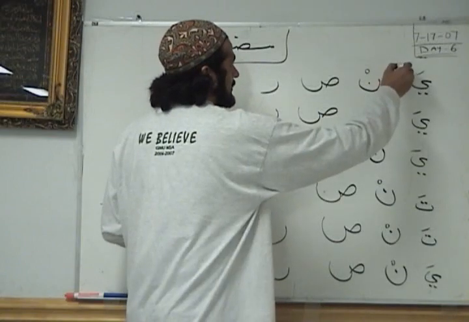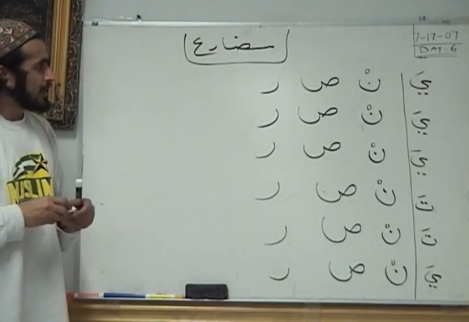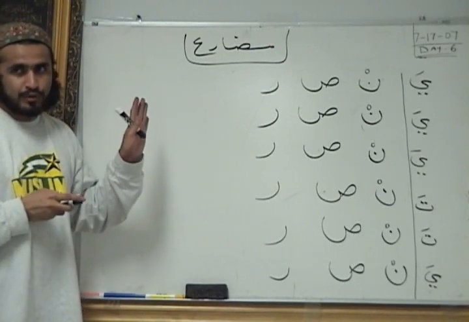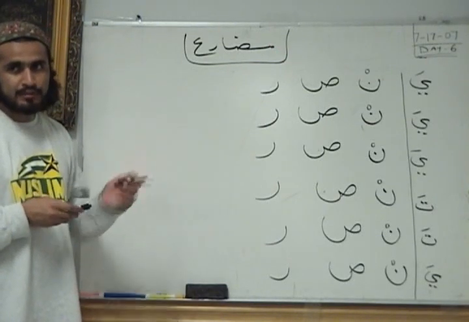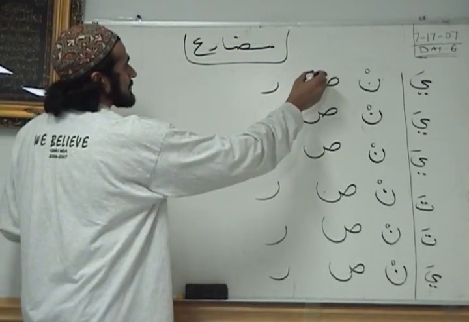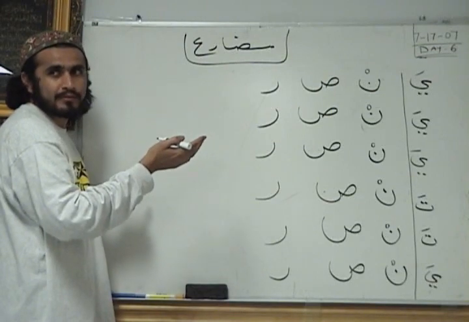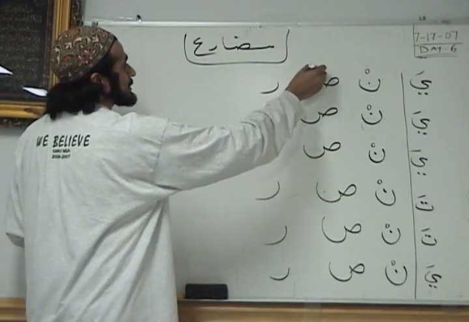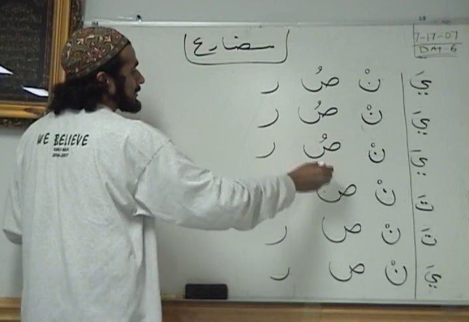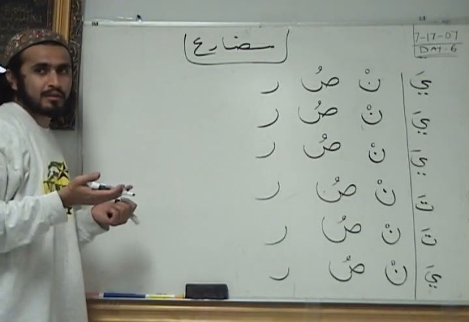Okay? You add those. We're talking about third person so far. We haven't gone into second person and first person. This one depends on the fi'l you're dealing with. But in this case, we know it has a dhamma, so let's put a dhamma. For nasara yansuru, it's dhamma. For some other fi'l, it could be kasra or fatha.